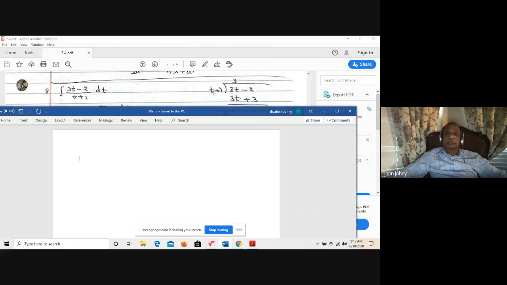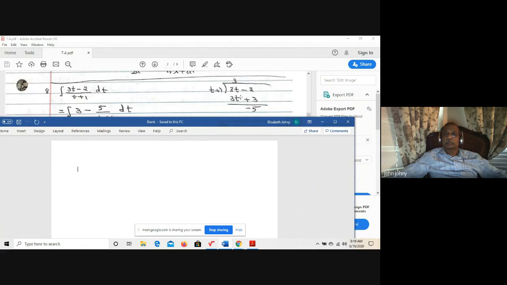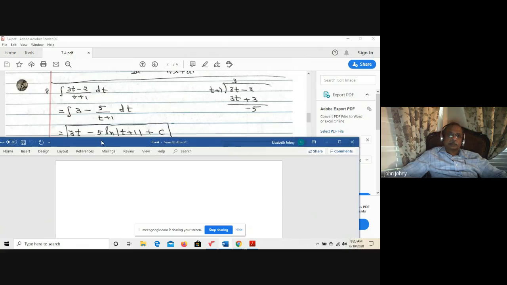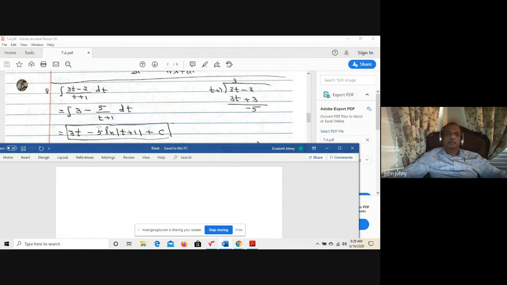3t minus 2 is to be divided by t plus 1, and t goes into 3t 3 times, so write 3 there. 3 times t plus 1 is 3t plus 3. Subtract, you get minus 2 minus 3, which is negative 5. So this expression 3t minus 2 divided by t plus 1 is 3 minus 5 over t plus 1, dt. That is equal to the antiderivative of 3, which is 3t, minus 5 times the antiderivative of 1 over t plus 1, which is natural log of t plus 1, plus constant of integration.